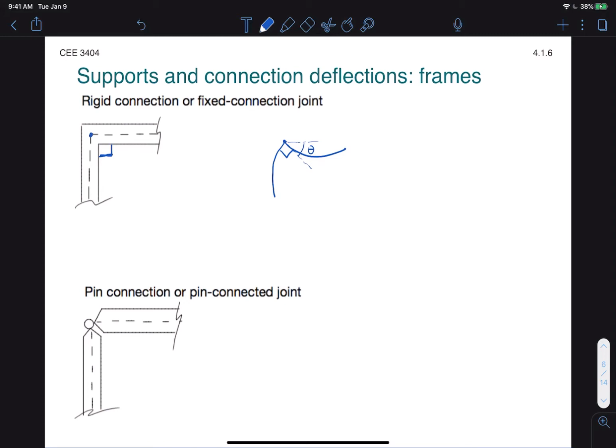A pin connection doesn't have that constraint, so it is able to rotate, and the beams are able to rotate relative to each other as well. So you could have a configuration like this, where the angle is greater than 90 degrees. You could also have a configuration where the angle is less than 90 degrees. In this case, you don't have to label the number of the angle, just simply have to make it clear that it is not 90 degrees. So usually for rigid connections, we explicitly state that that's a right angle. For pin connections, we leave that unlabeled.